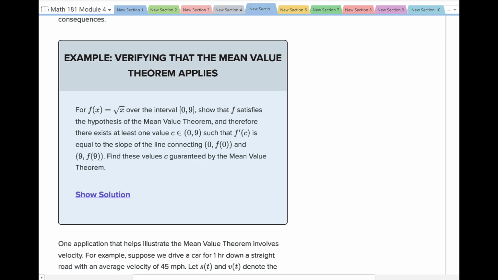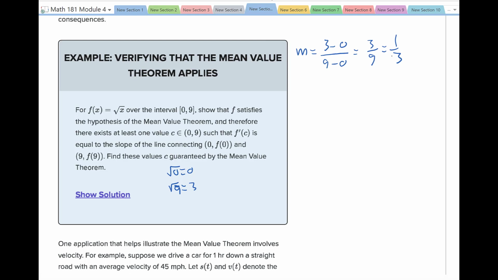Okay, so the first thing to look at is, what's that slope going to be? Let's see what that m is going to be. We need to say that the square root of 0 is 0 and the square root of 9 is 3. So that's going to be 3 minus 0 over 9 minus 0, so 3 over 9, which is 1/3. So our slope is 1/3.